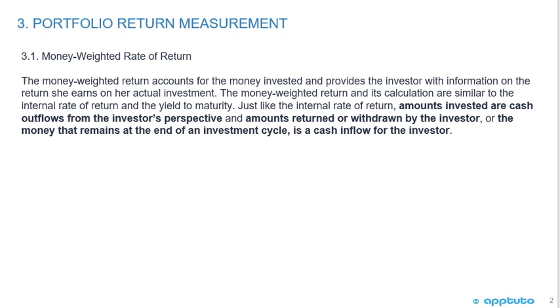The money-weighted return and its calculation are similar to the internal rate of return and the yield to maturity. Just like the internal rate of return, amounts invested are cash outflows from the investor's perspective, and amounts returned or withdrawn by the investor, or the money that remains at the end of the investment cycle, is a cash inflow for the investor. So the important one to see is the money that remains at the end of the investment cycle. When we do our calculations, we're going to calculate that as a cash inflow.